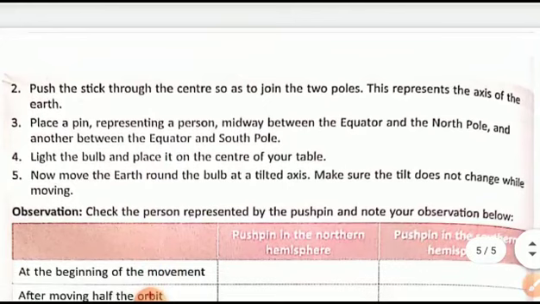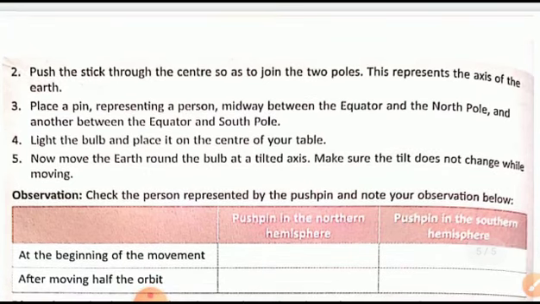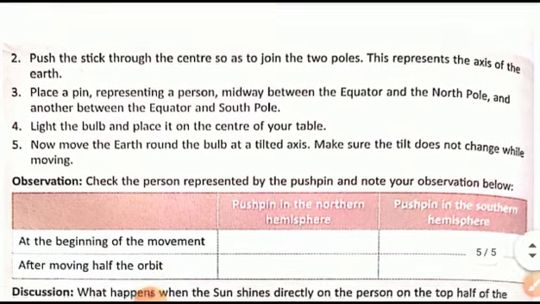Then push the stick through the center so as to join the two poles. That means from top to bottom you will push the stick, marking the two poles, the North Pole and the South Pole. This represents the axis of the earth. Then you will place a pin representing a person midway between the equator and the North Pole, and another between the equator and the South Pole. So remember, the equator always divides the earth into two parts, north and south. Above we have the Tropic of Cancer and the Arctic Circle, and in the south we have the Tropic of Capricorn and the Antarctic Circle.